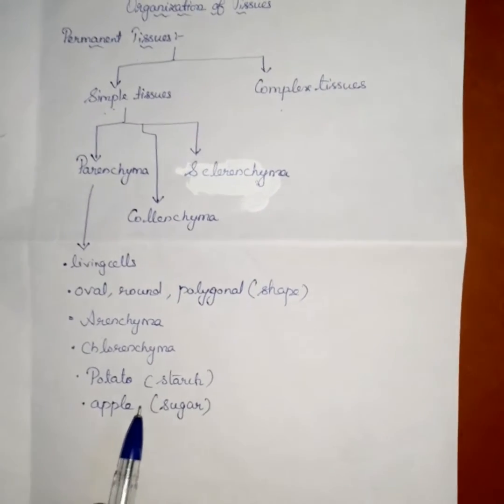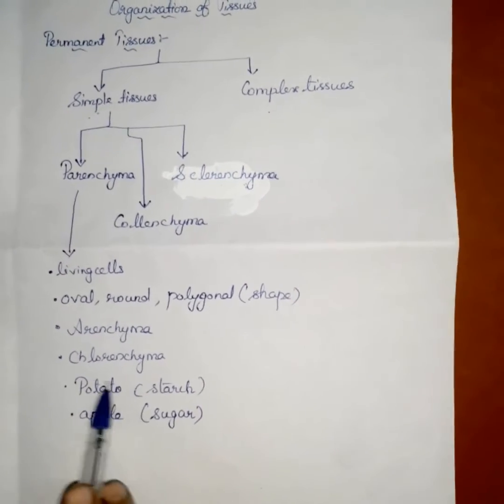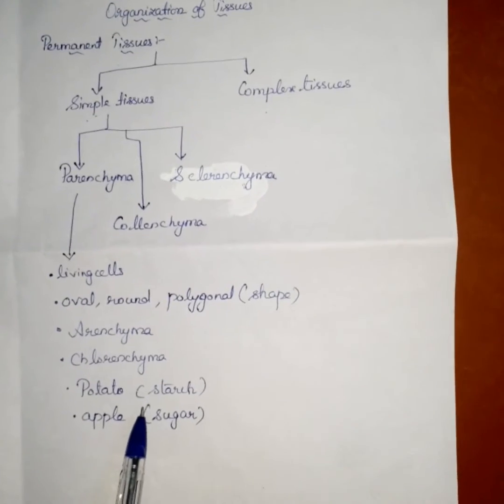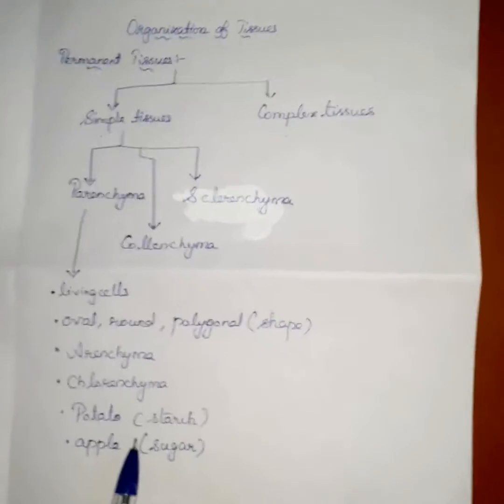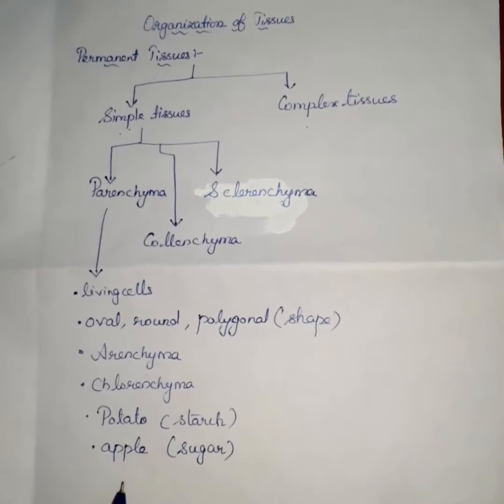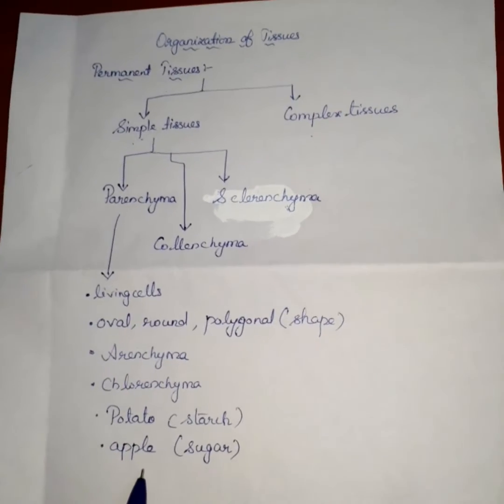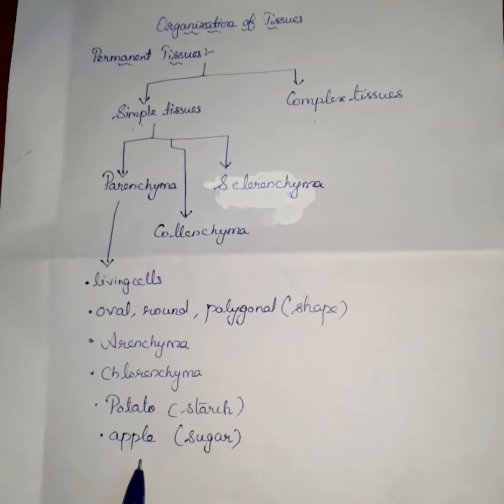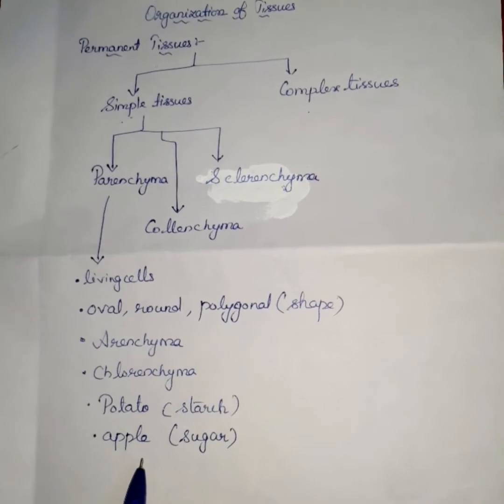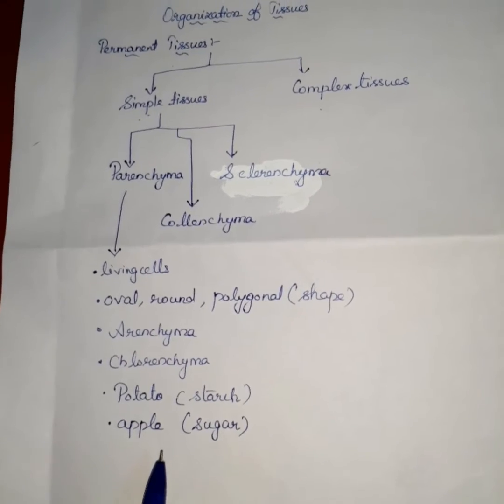In potato, the parenchyma vacuoles are filled with starch. This is very important for one word questions. In apple, the vacuoles are filled with sugar. Do you understand the parenchyma clearly?